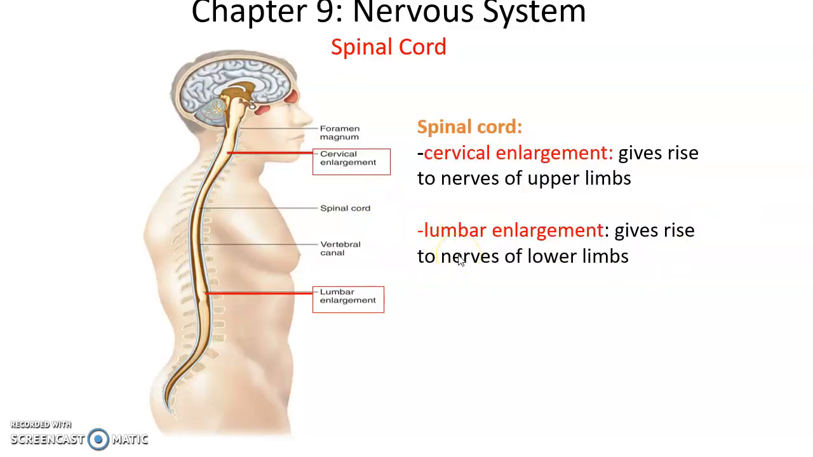The spinal cord has two enlargements. It has a widened area in the cervical region called the cervical enlargement, sending nerves to the upper limbs. And then it has a wider area called the lumbar enlargement, and that is sending nerves to the lower limbs.